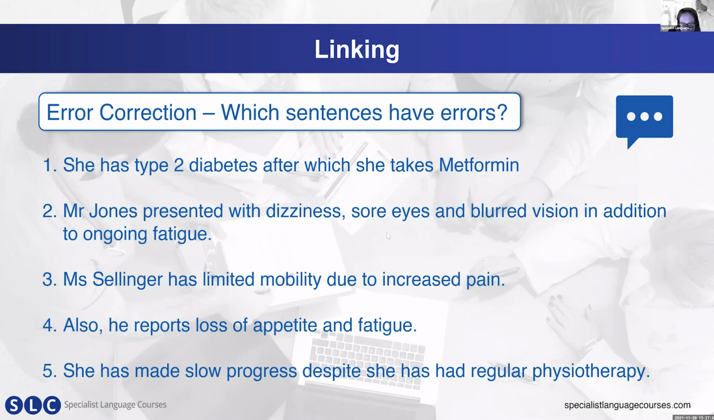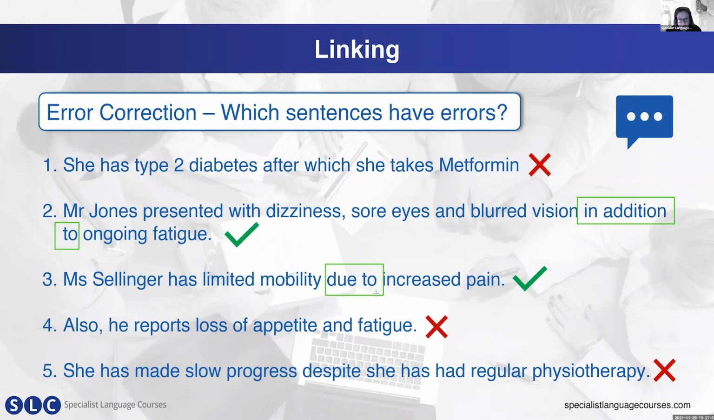Let's have a look. The errors are in numbers 1, 4, and 5. So number 2 and number 3 are absolutely fine. You're using in addition to as a linking expression, meaning and. So Mr. Jones presented with dizziness, sore eyes, and blurred vision in addition to ongoing fatigue.